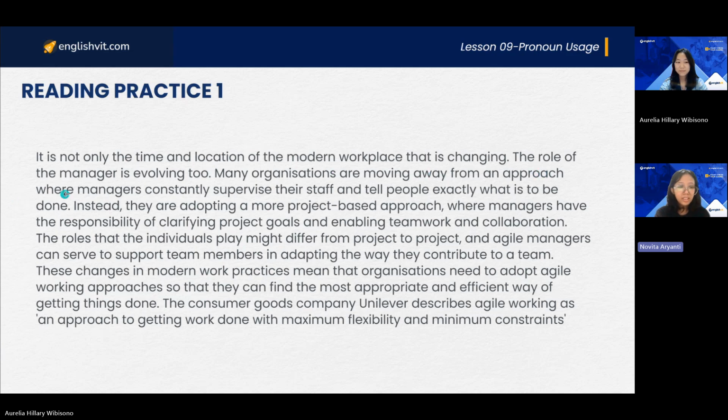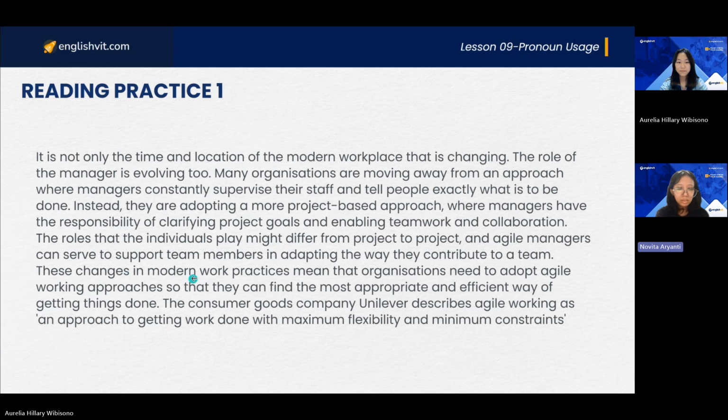The role of the manager is evolving too. Many organizations are moving away from an approach where managers constantly supervise their staff and tell people exactly what is to be done. Instead, they are adopting a more project-based approach where managers have the responsibility of clarifying project goals and enabling teamwork and collaboration. The roles that individuals play might differ from project to project, and agile managers can serve to support team members in adapting the way they contribute to a team.